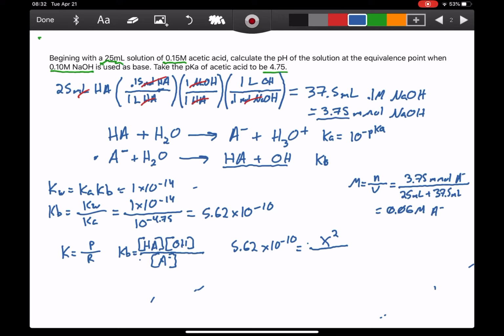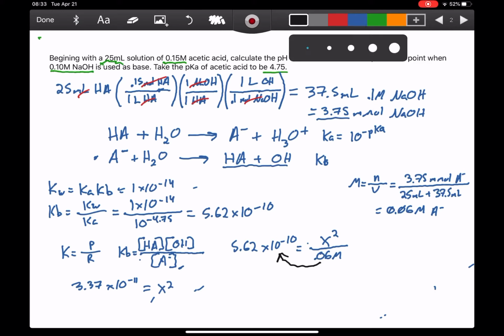So the concentration of A minus is going to go in the bottom here. So we have concentration of A minus in our equilibrium expression. It's going to go down here. So we got 0.06 molar. All right, now we just need to solve for X. So we're going to multiply this out first, which will give us 3.37 times 10 to the negative 11th is equal to X squared.